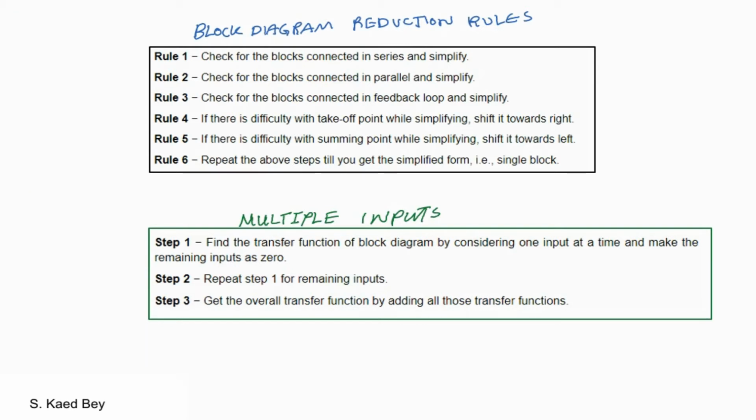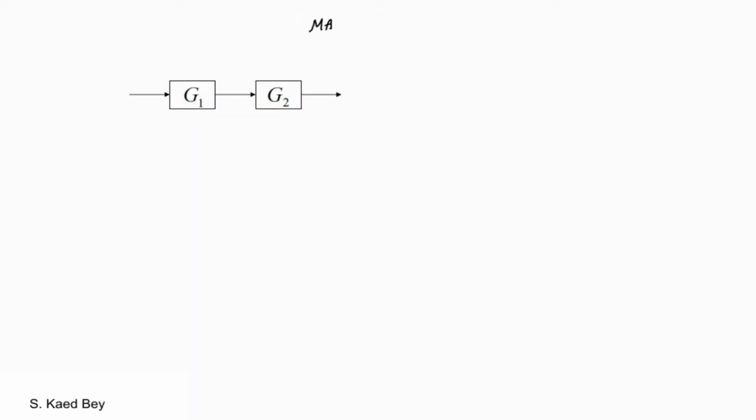So one by one we will discuss the various rules that can be applied for simplifying a complex block diagram. Let us start first with the serially connected blocks. When the blocks are connected in series, then the overall transfer function of all the blocks is the multiplication of the transfer function of each separate block in the connection.